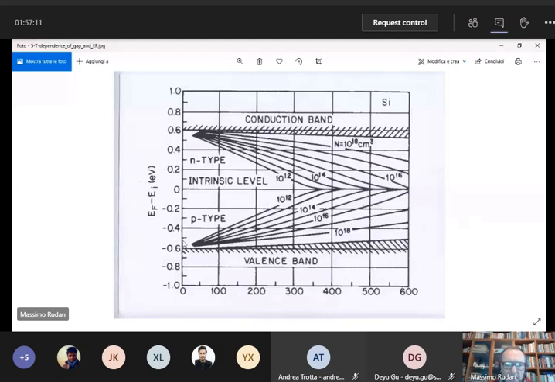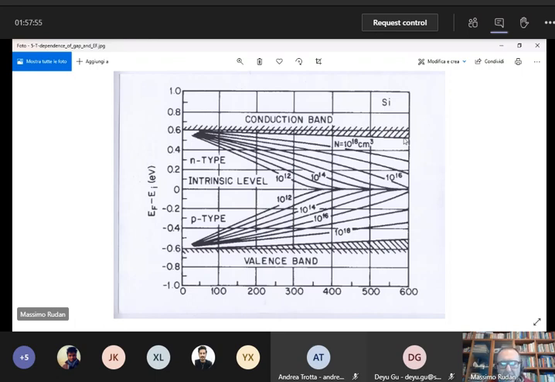You see that at 0 Kelvin, this is silicon. At 0 Kelvin, the gap is 1.2 electron volts, okay, because it is minus 0.6 below and plus 0.6 above, okay? And you remember, when you increase the temperature, the gap decreases. In fact, you can see that the edge of the valence band goes up and the edge of the conduction band goes down, okay? Then you have many curves. Of course, these curves must be considered one at a time, okay?